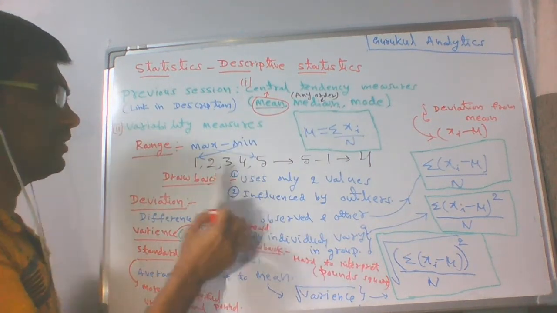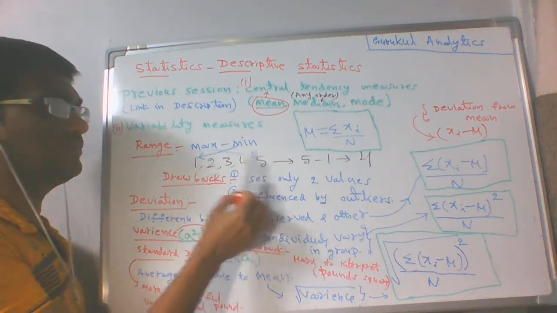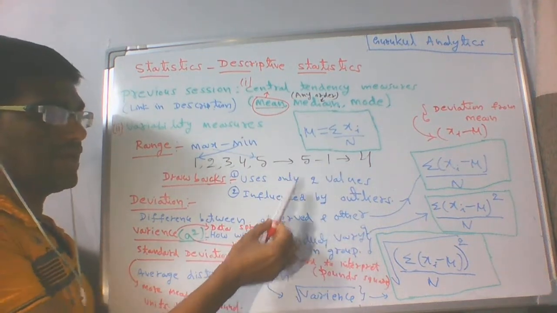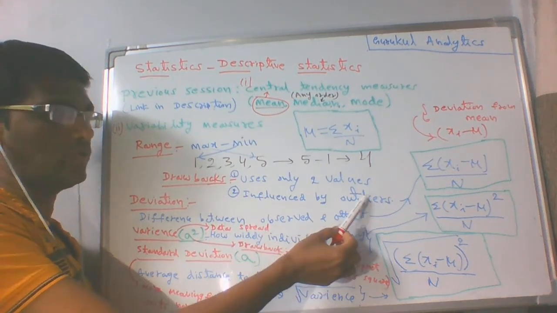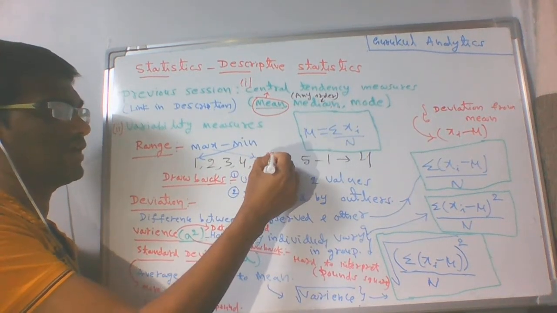But there is a drawback here. It uses only two values, the minimum and the maximum, and just takes their subtraction. Another problem is that it is influenced by outliers. For example, suppose some value like 100 comes in.